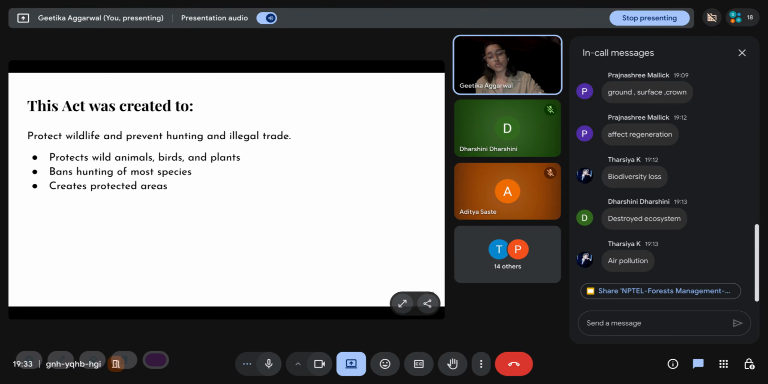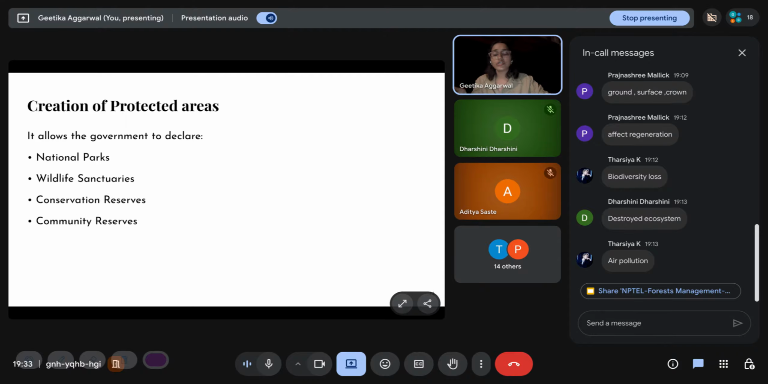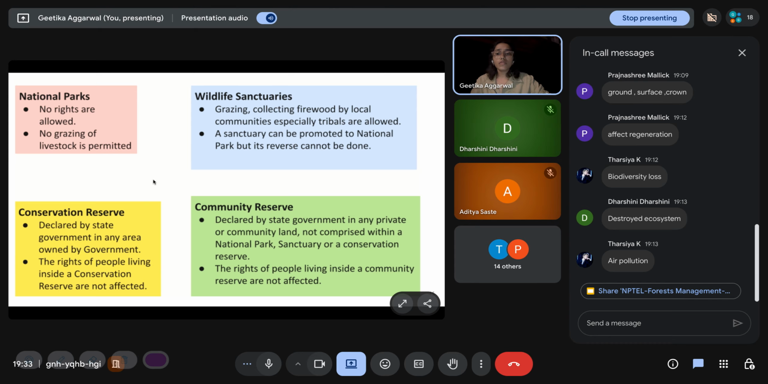It bans hunting of most species, and it creates protected areas. So these areas are protected. You cannot carry out hunting or tree cutting in these zones. So, how do protected areas get created, or which ones get created? This act allows the government to declare national parks, sanctuaries, conservation reserves, and community reserves. So, there are four kinds of protected areas, and the government can declare an area into a national park, sanctuary, conservation reserve, or community reserve. How are these different? So, basically, you can see here in national park, no rights are allowed, no grazing is permitted. Basically, like a reserved forest.